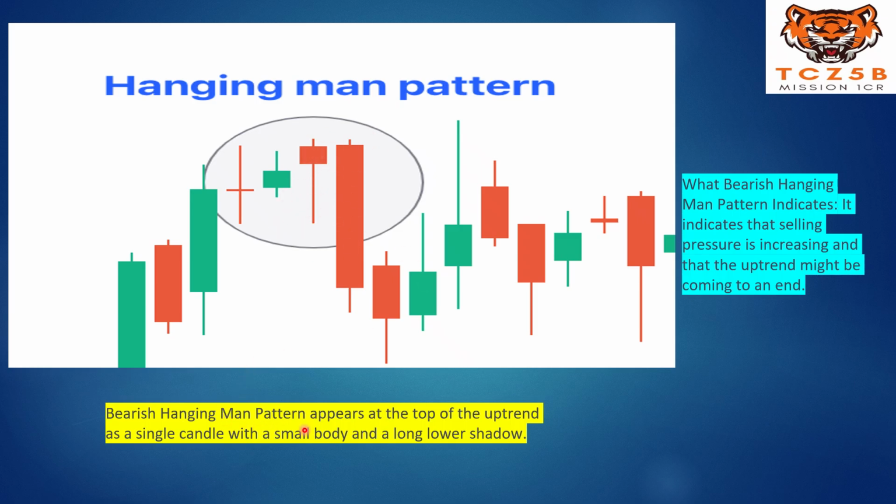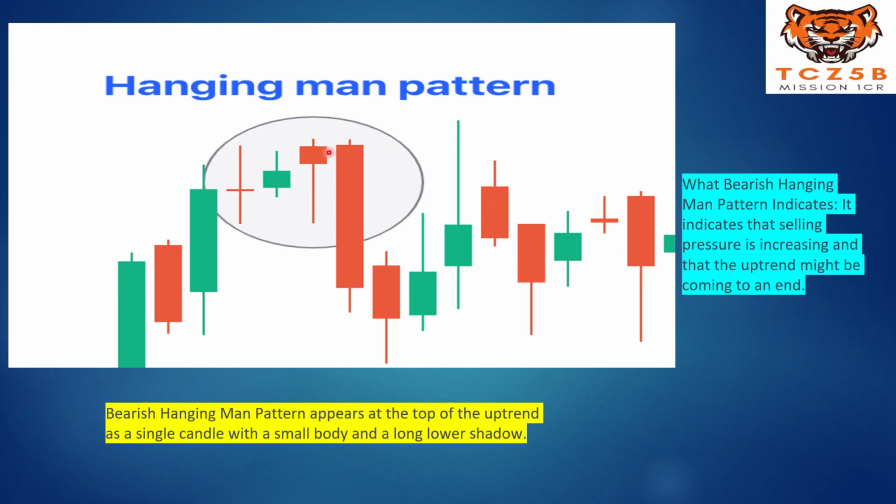So the bearish hanging man pattern appears at the top of an uptrend. If this appears at the top of the uptrend and there is a bearish engulfing, see, everything is coming here. There is a pattern at the uptrend, there is an engulfing, and then if there is increasing selling pressure, the uptrend might be coming to an end. So there is a consolidation, then it will turn to fall from here. So this is a hanging man pattern.